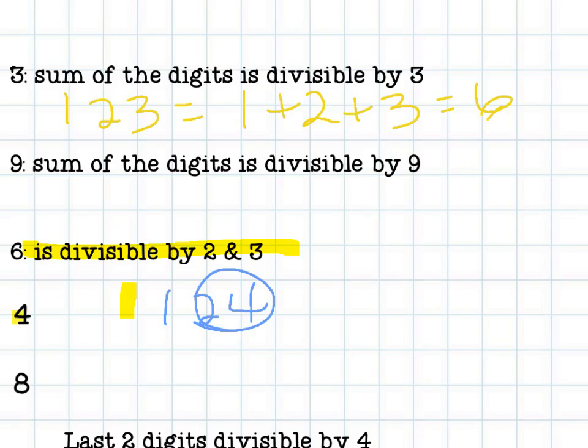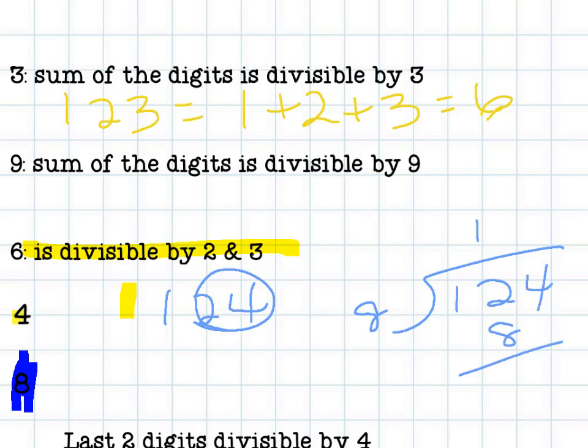For 8, it would have to be divisible in the last 3 digits. So if we use 124, 8 goes into 124. 8 goes into 12 one time with 4 left over. 8 goes into 44 5 times with a remainder of 4. Since there is a remainder, it means that it's not divisible by 8.